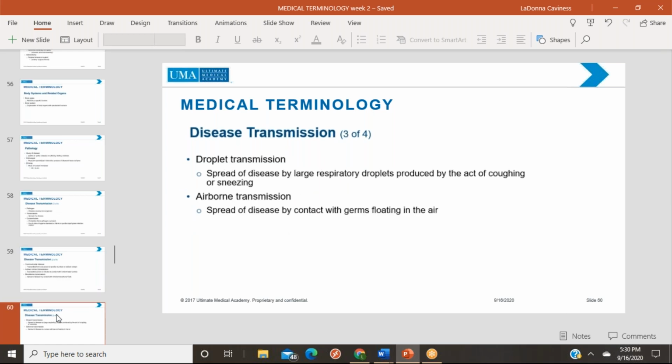Droplet transmission, the spread of a disease by large respiratory droplets produced by the act of coughing or sneezing. And this is kind of like what we're going through with COVID-19. They're considering it to be a respiratory condition. Airborne transmission, spread of disease by contact with germs floating in the air.